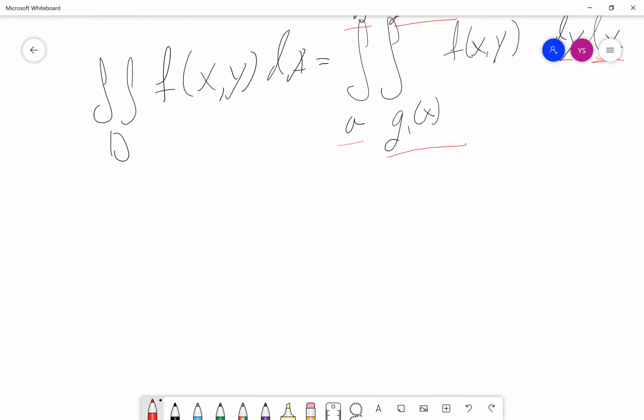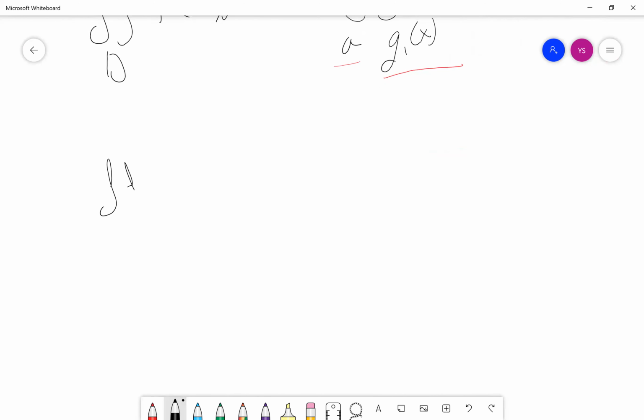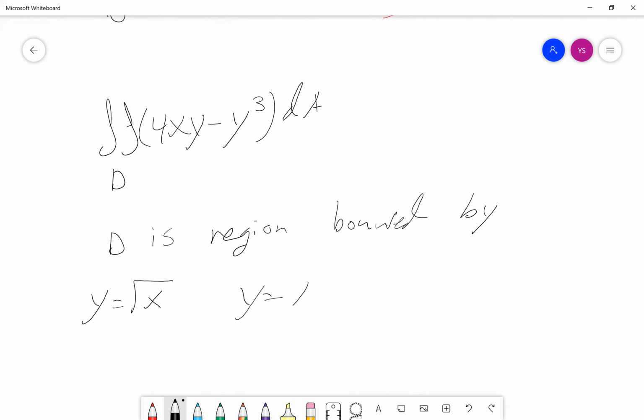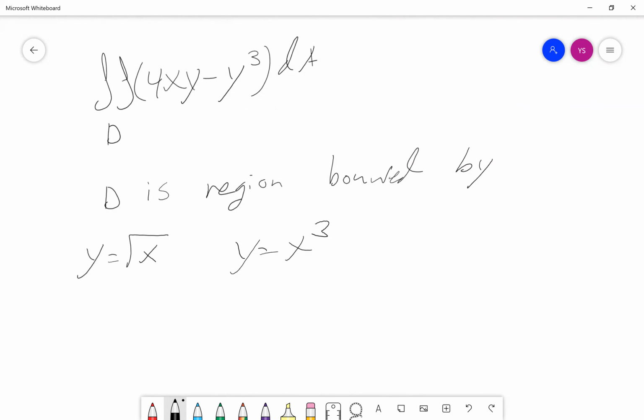Okay, so here's an example. Find the double integral over the domain D of 4xy minus y cubed dA, where D is the region bounded by y is equal to the square root of x and y is equal to x cubed. Okay, and that's what they tell us.